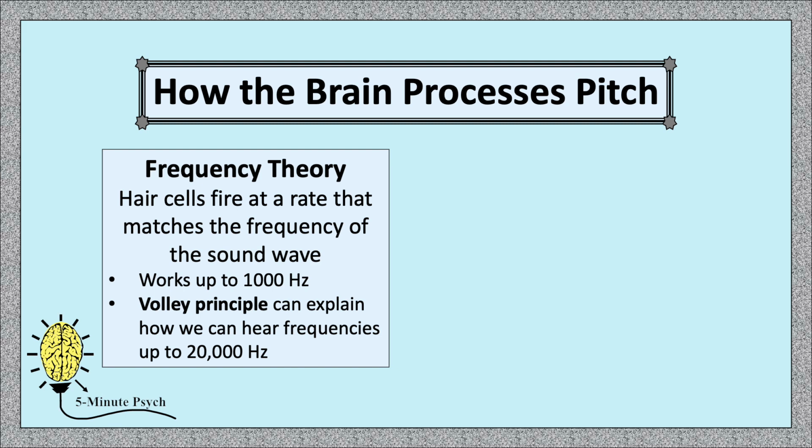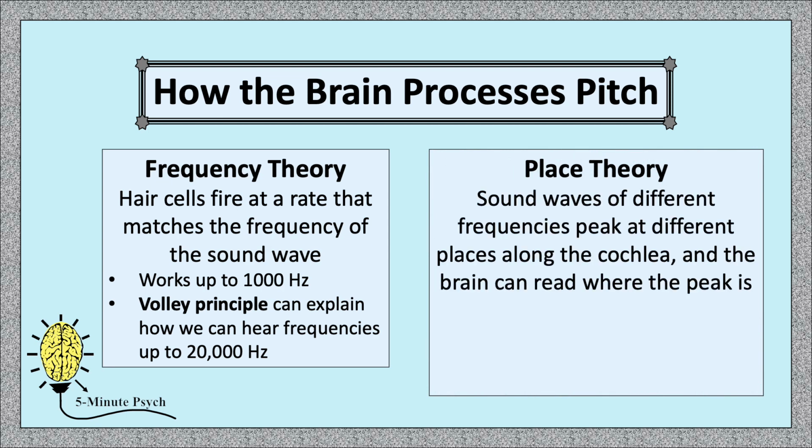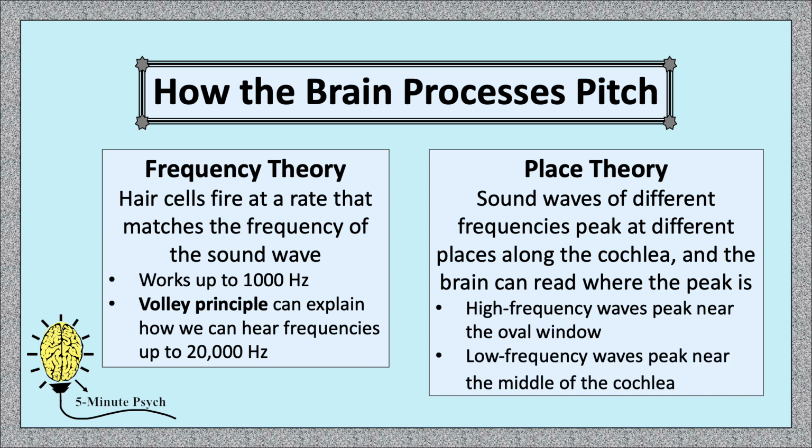Alternatively, the place theory says that the incoming waves of different frequencies peak at different places along the cochlea. The brain can read where the peak of the wave is, with high-frequency waves peaking near the oval window and low-frequency waves peaking near the middle of the cochlea.